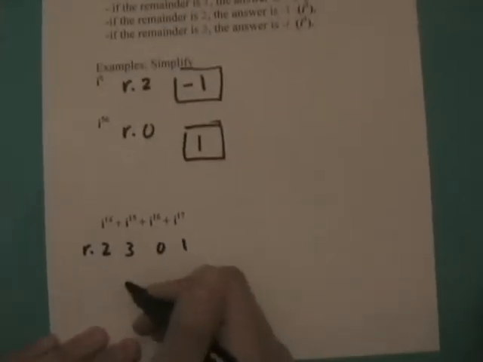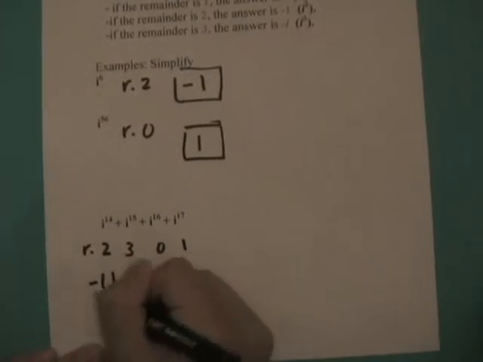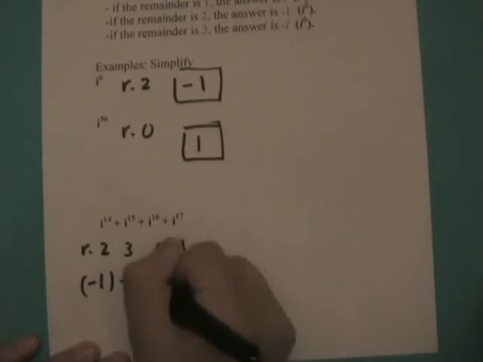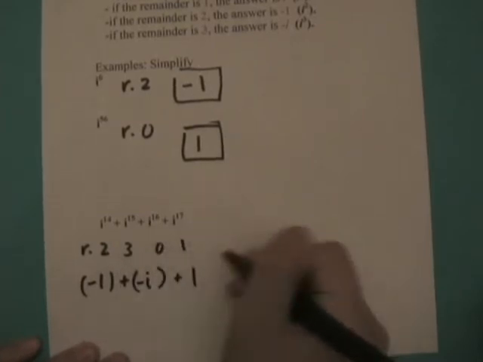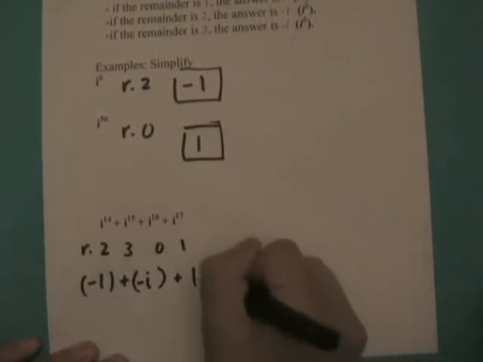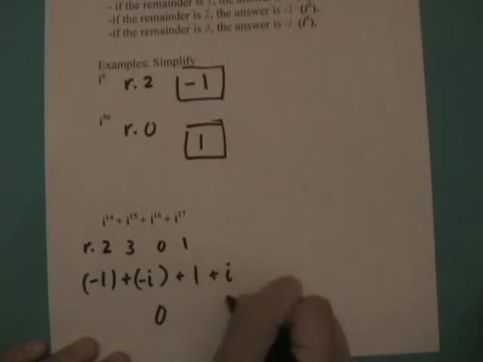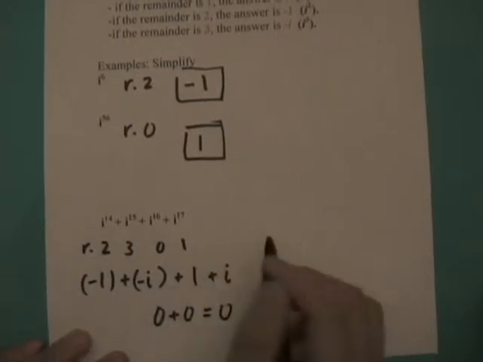So if the remainder is 2, then the answer would be i squared, which is just negative 1. And for a remainder of 3, the answer would be i to the third, which is just negative i. For 0, the answer would be i to the 0, which is just 1. And for 1, the answer would be i to the first, which is just i. So each value cancels out, because negative 1 plus 1 is just 0, and negative i plus i is just 0. So 0 and 0 just equals 0.